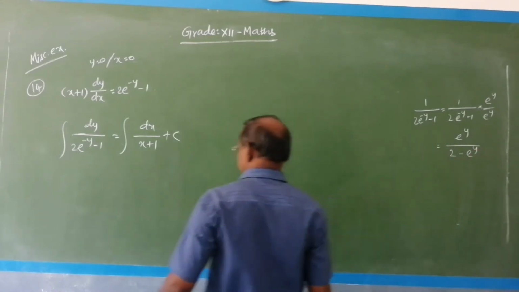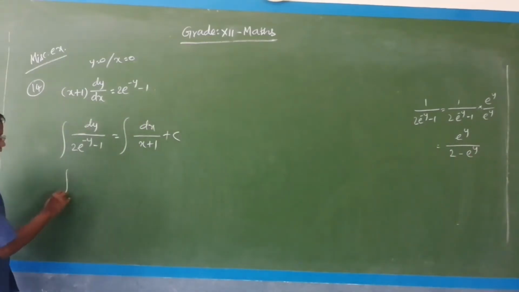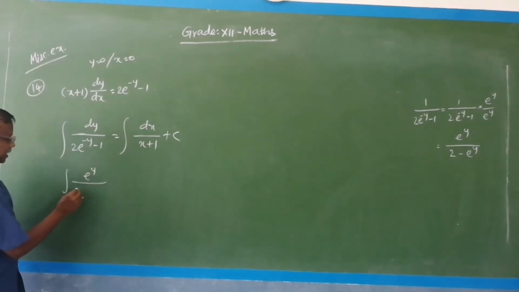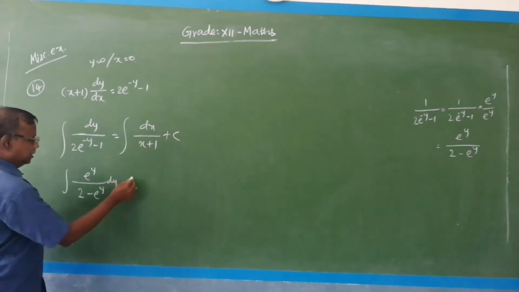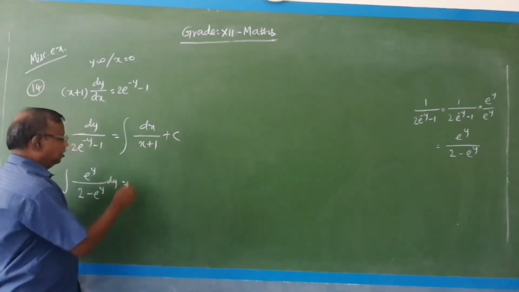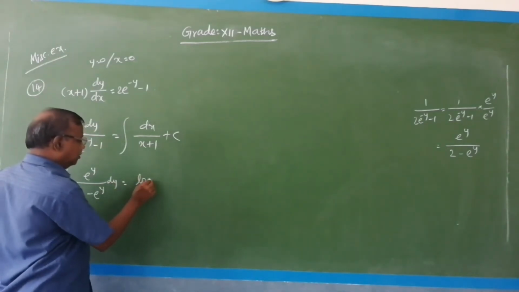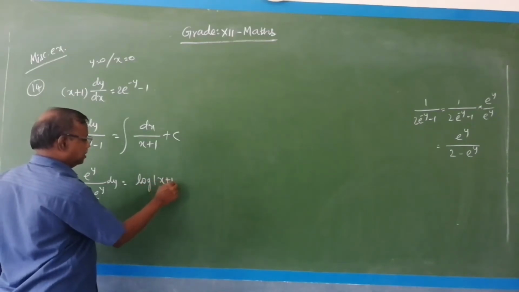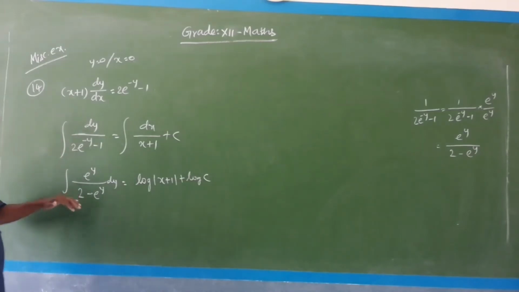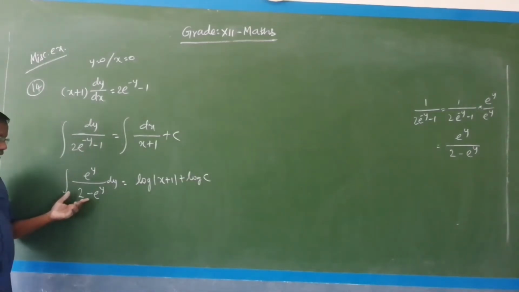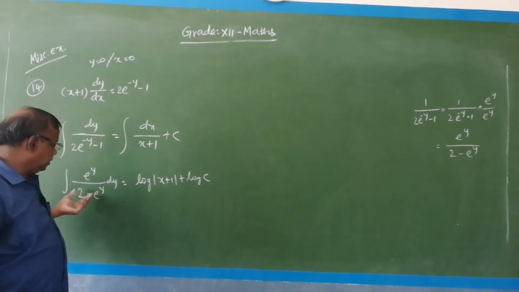So rewriting this, we have integral e power y divided by 2 minus e power y into dy equal to, so this is 1 by something, log of modulus of x plus 1 plus log c, because we can have a substitution for this. This will also be a modulus, so that this will also be log of something.